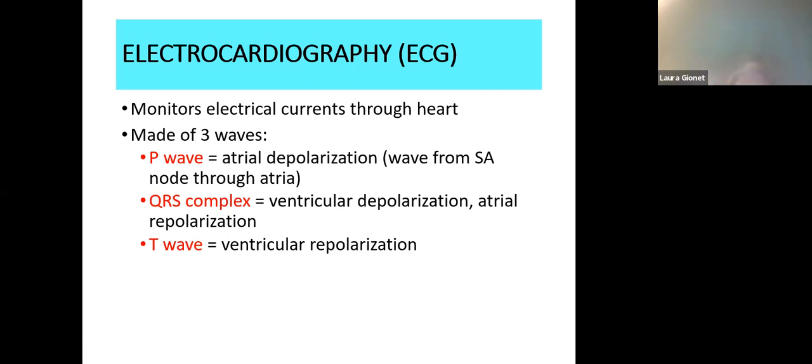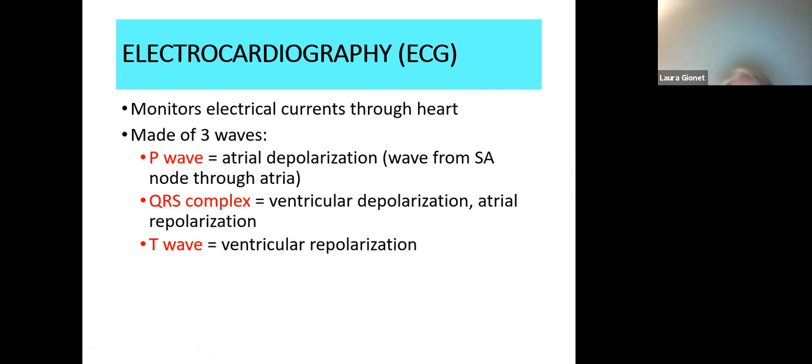Then we have the QRS complex. And now two things are occurring there. We have atrial repolarization because the atria contract and then start to relax. As the atria relax, the ventricles start to contract. So during the QRS complex, two things are occurring: atrial repolarization and ventricular depolarization. So now the ventricles can contract.